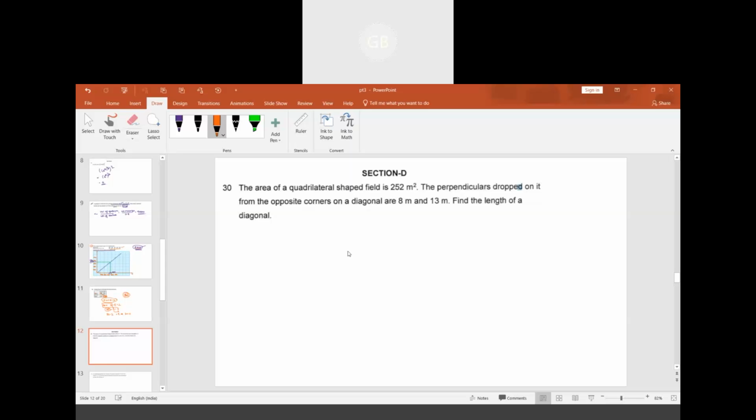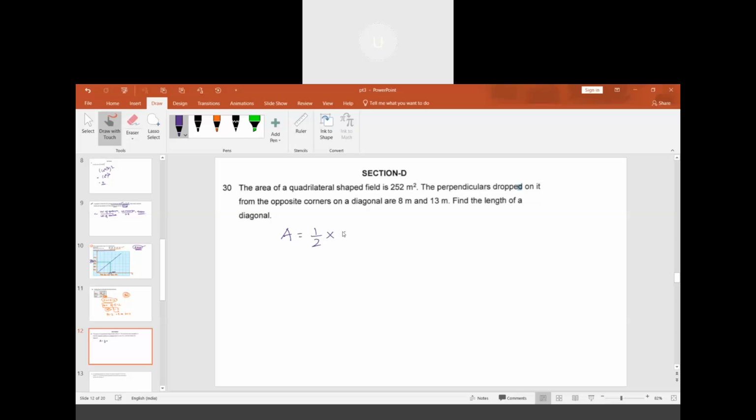Question number 30. The answer is 24 meters. How do we get that answer? We have to use the diagonal formula. The area of a quadrilateral is half into diagonal into the sum of the perpendiculars.